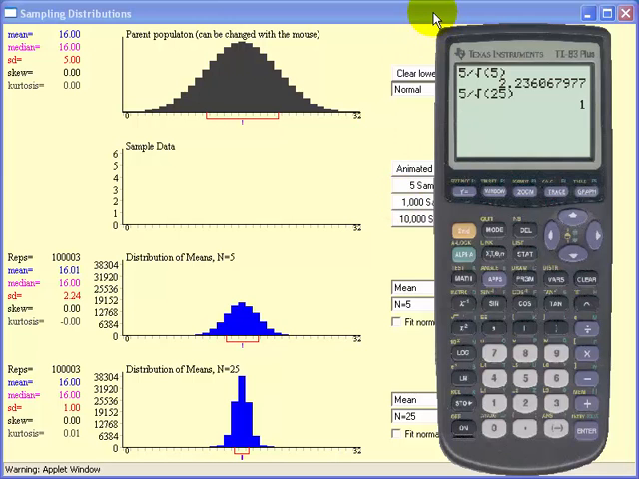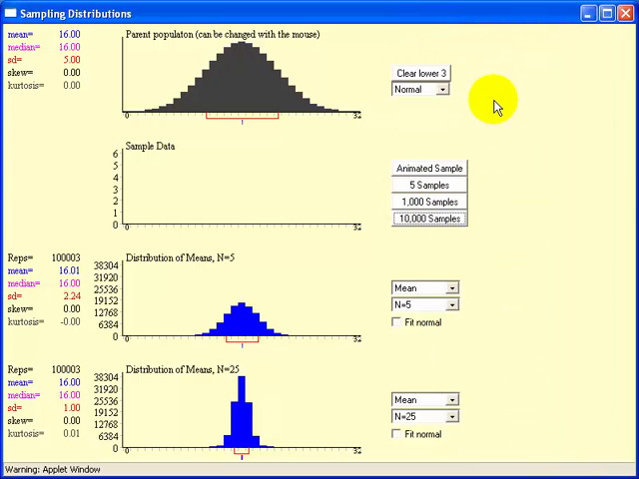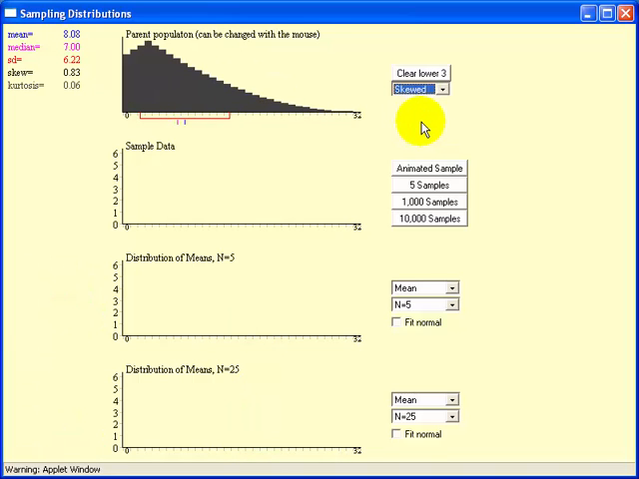Well, this is all well and good, but let's look at the central limit theorem in action. Now, this is the biggie in statistics. This just changed everything once this was discovered. Now, I can go down here and select skew. Now, that's pretty heavily right skewed.